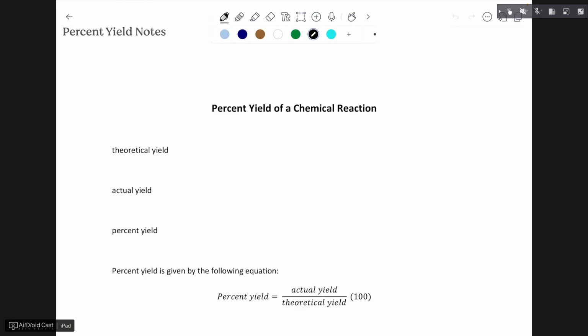Today we are looking at the percent yield of a chemical reaction notes page. So if you have your notes with you, go ahead and flip open to it. Otherwise, I've provided a copy for you online.